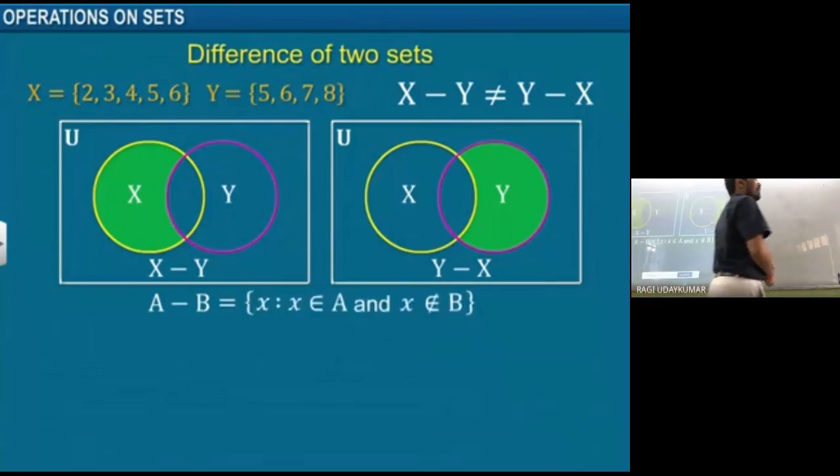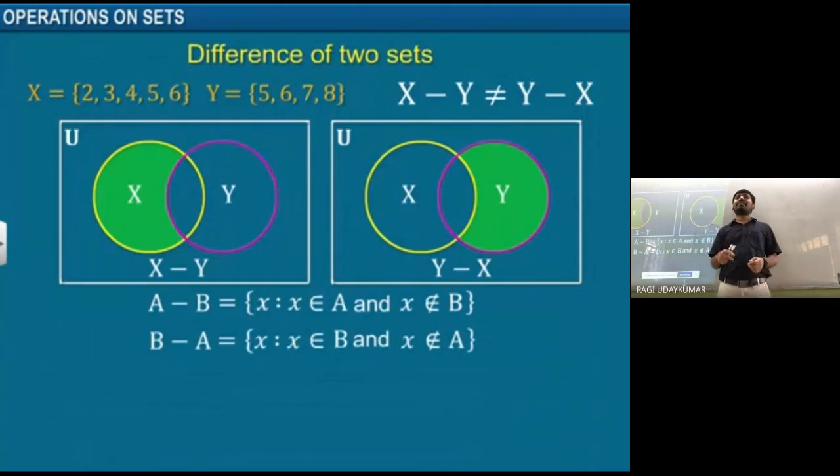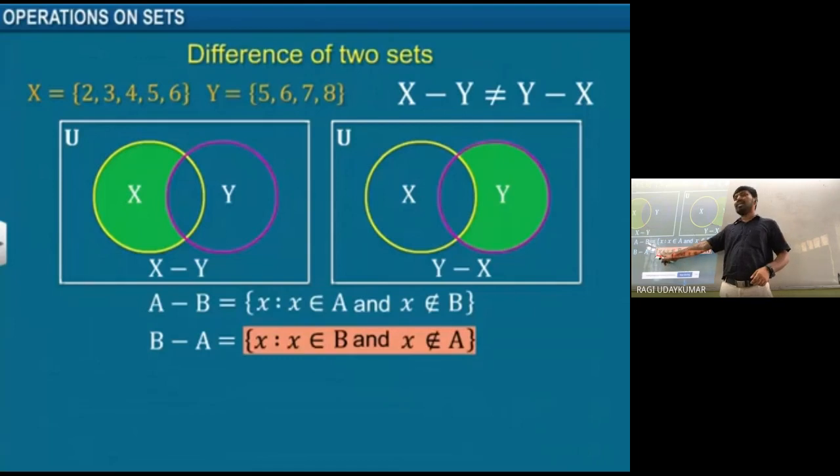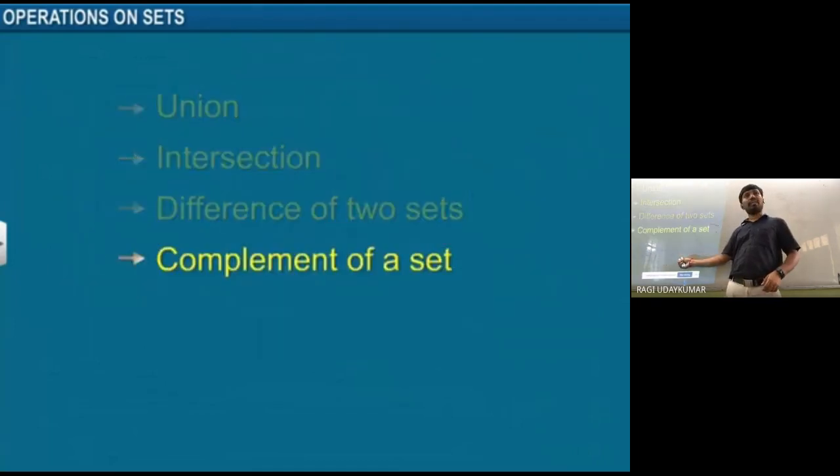And A minus B, when you write it in the set builder form, is x such that x belongs to A and x does not belong to B. If you want to write B minus A, then x belongs to B and x does not belong to A.